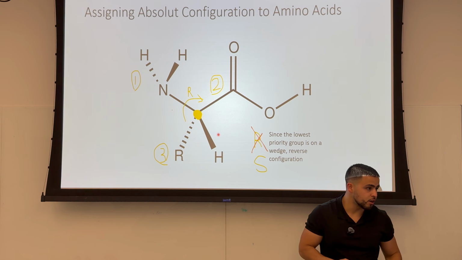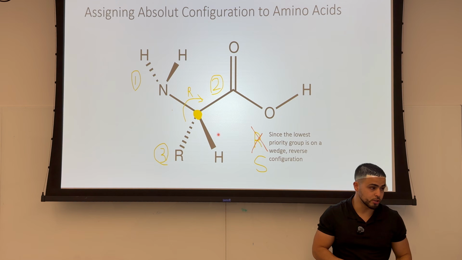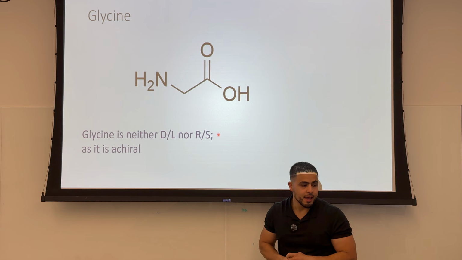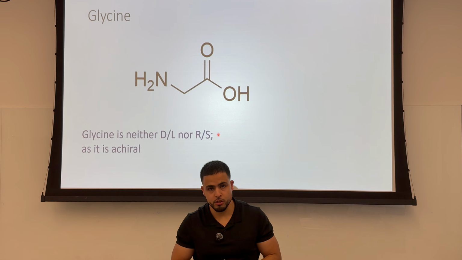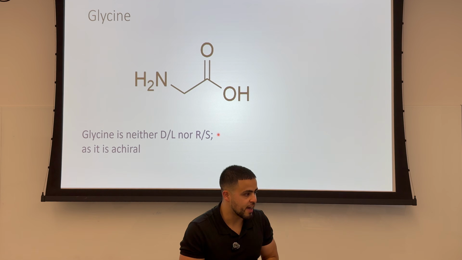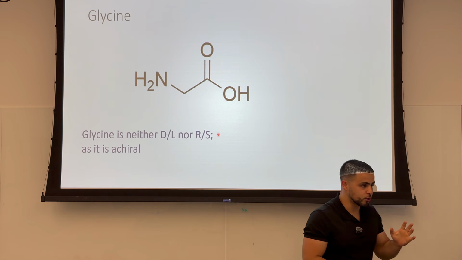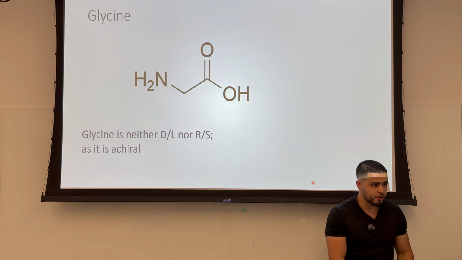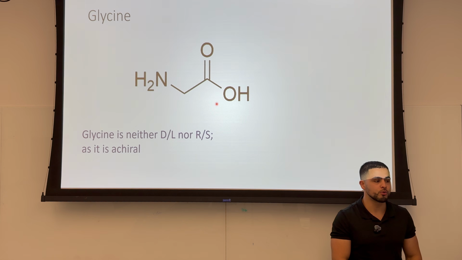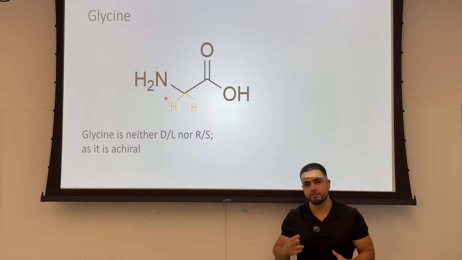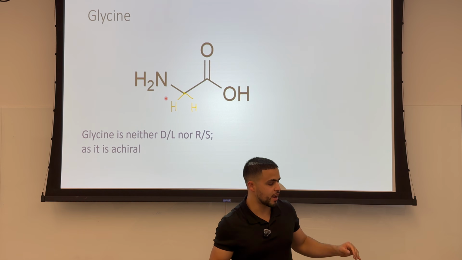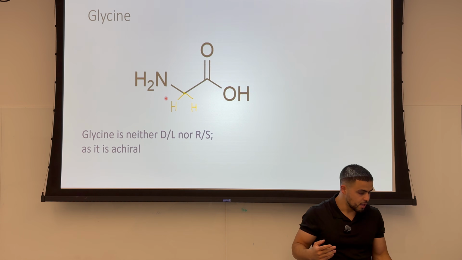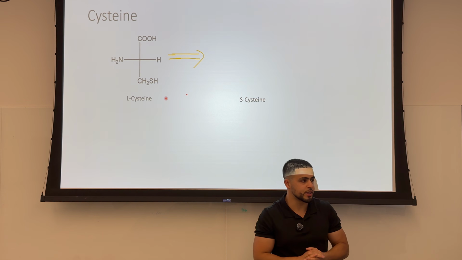All right, so moving on to the exceptions that we mentioned earlier, glycine is neither D/L nor R/S. And that's because it is achiral. If you look at the structure of glycine over here, it has that carboxylic acid and the amino group attached to the alpha carbon. However, if you look at the other atoms attached here, they're both hydrogen atoms, and if you have two of the same group, then it is achiral. Okay, so that's easy.